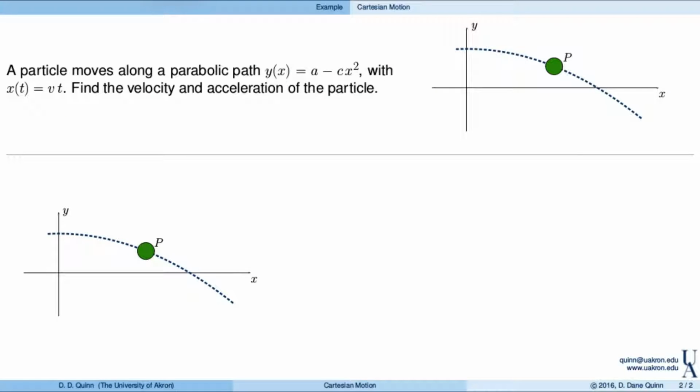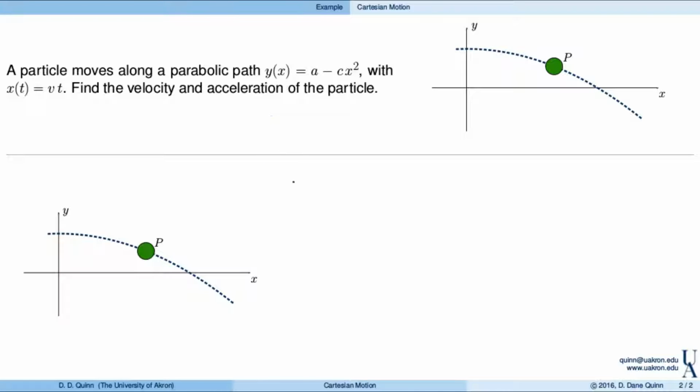I would like to do an example problem dealing with Cartesian motion. So here it is. We have a particle P that moves along a parabolic path given as this dashed line by the function y is a minus cx squared, and then x is given as a function of time, so that x is equal to vt. So note that y is given as a function of x, and then x is given as a function of time. So we'd like to find the velocity and acceleration of this particle.